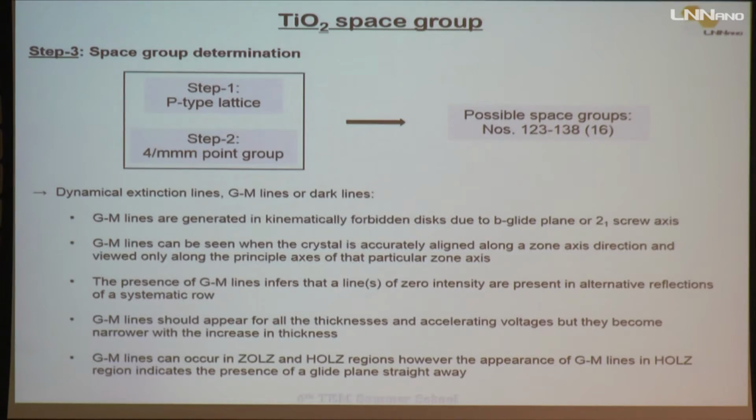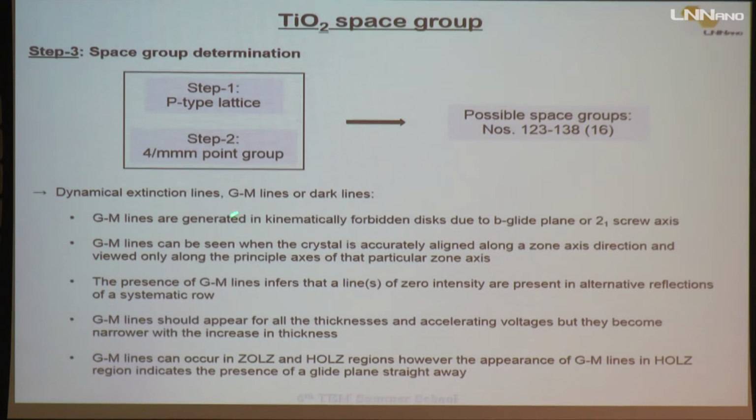Next, once we finish the point group, we need to go for a space group. From the 2 steps above, I have this information: it's got a p-type lattice, and it's got a 4/mm point group. Based upon these 2 pieces of information, I can limit the 230 space groups to 16 possible options that this particular crystal can have, and from these 16, I need to extract one particular space group. How can I do this? I can do it based upon the lines called GM lines, or Jonas-Modi lines, or dark lines, or dynamic exchange lines, or in the literature they call them many forms.